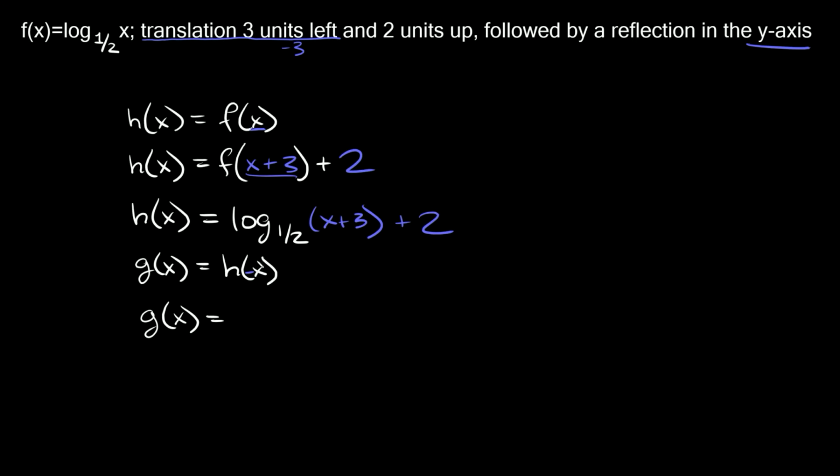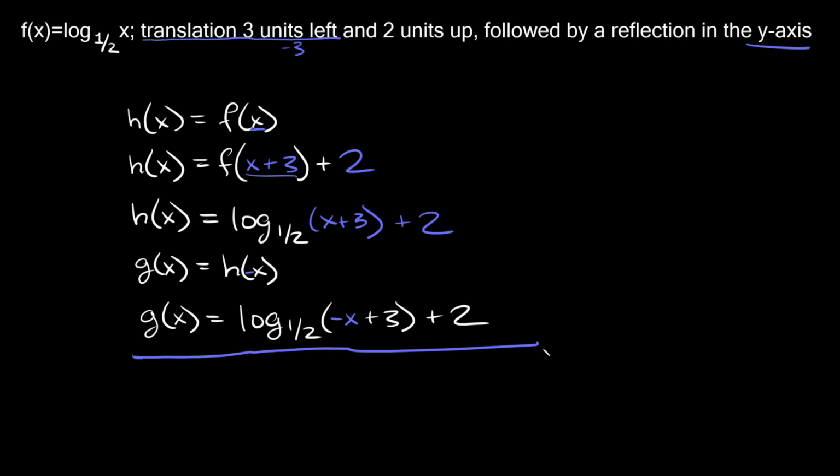So basically wherever we have an x in our function up here in h of x, we're going to replace it with a negative x. Okay, so if we bring this down, we're going to get that g of x is equal to log base 1/2 of negative x plus 3 plus 2. All right, so those are all the transformations. So this is our final answer right here.